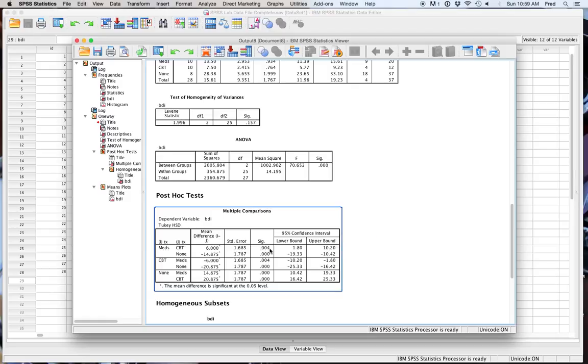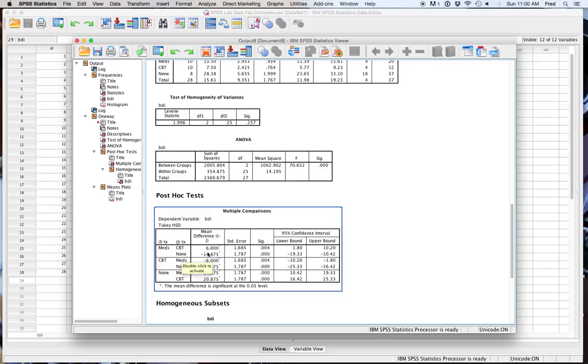So is that significant or not? Well, you tell me. But here's a hint. The table already tells you if it's significant. So that's how you read that first comparison. The next comparison is once again medication group compared to, we'll just go down to the next row, the no therapy group. So medication to no therapy, that difference is 14.875.